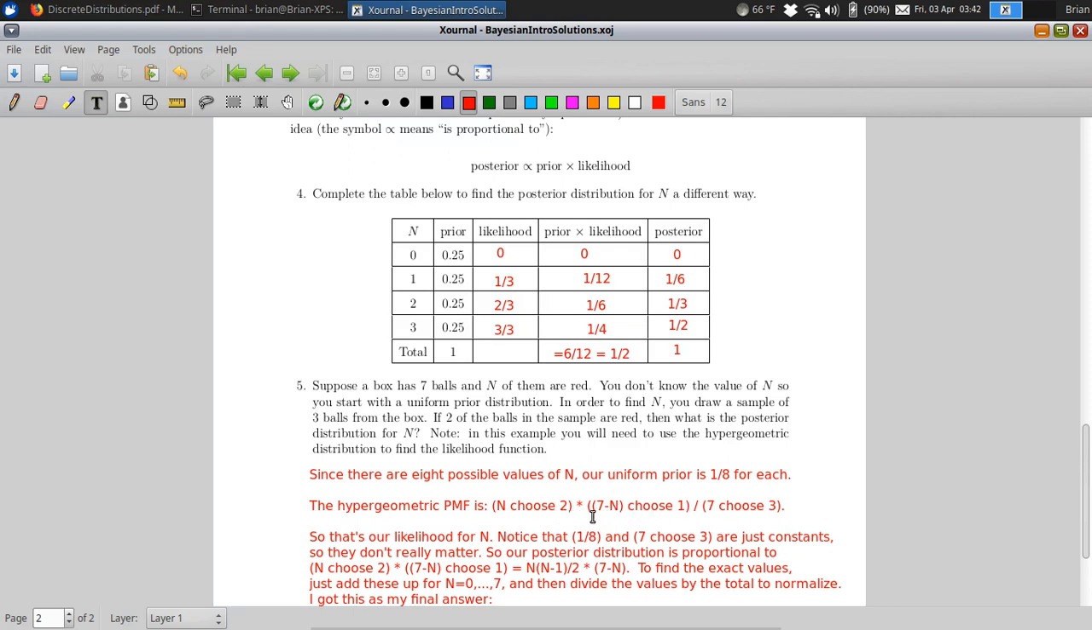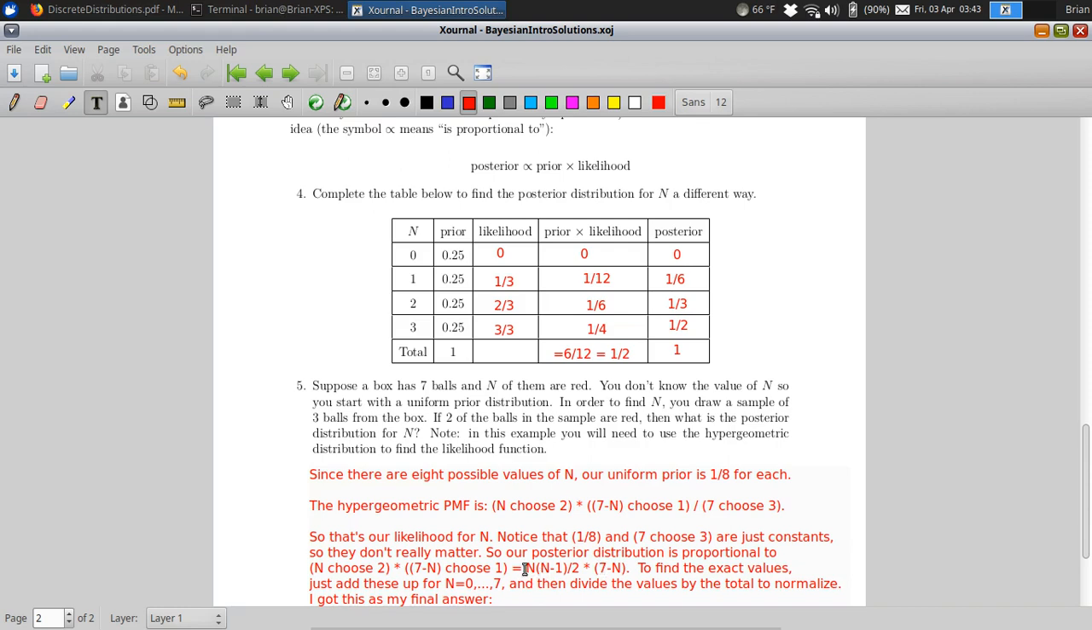And you can simplify those two formulas. N choose 2 is the same as n times n minus 1 over 2. And 7 minus n choose 1 is just 7 minus n. So you get this really simple formula that is basically our posterior distribution, except that we didn't normalize it.